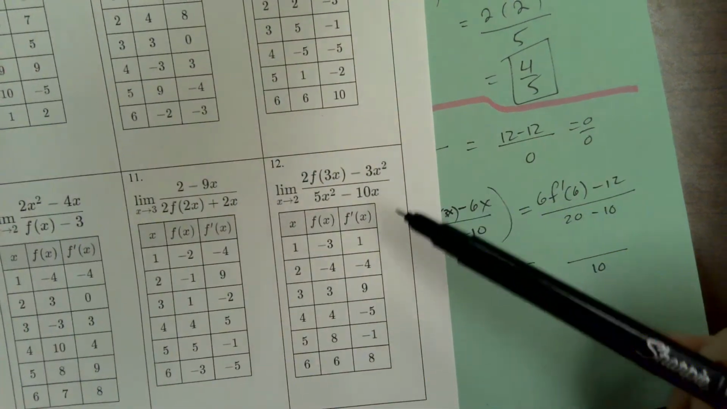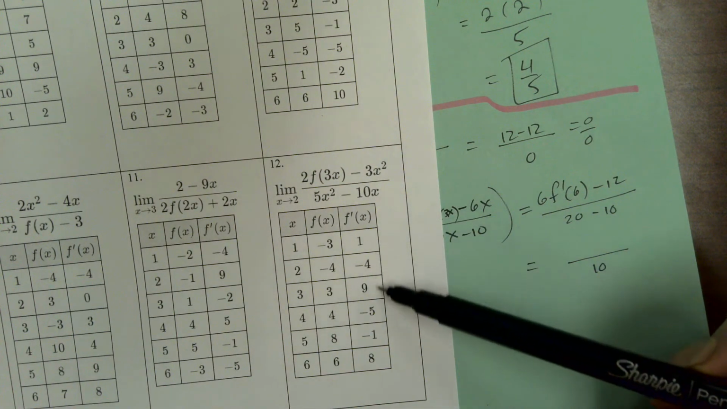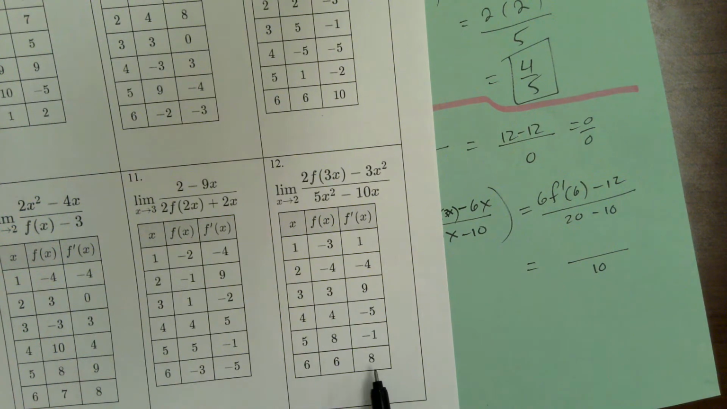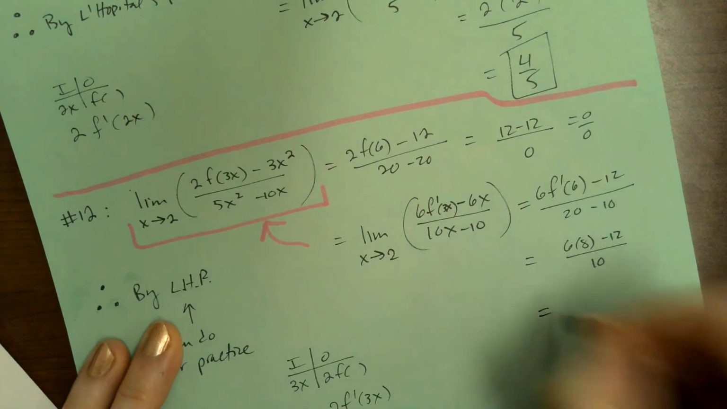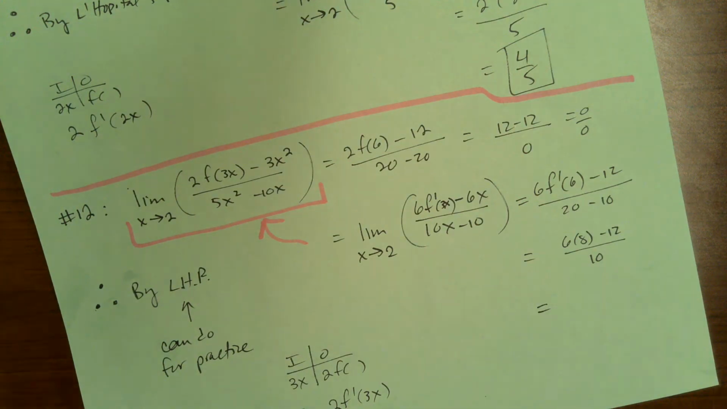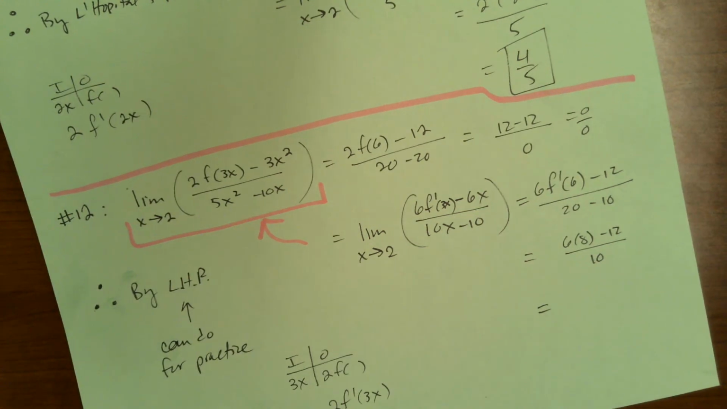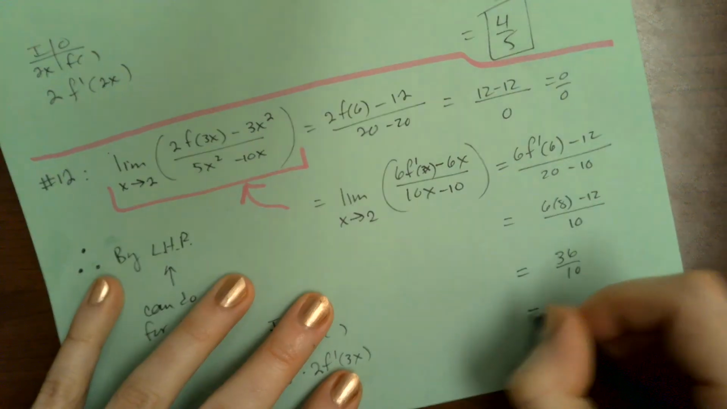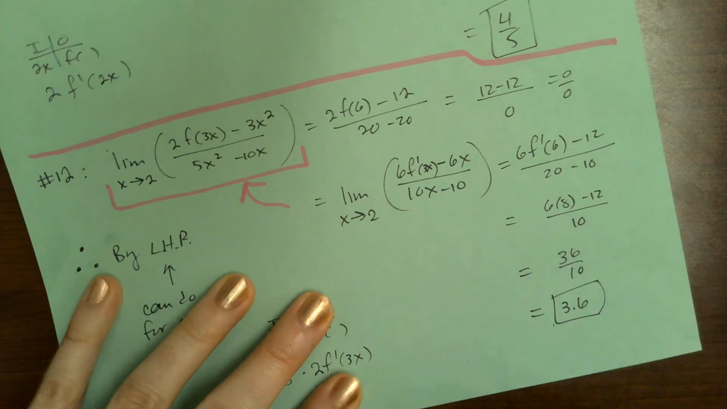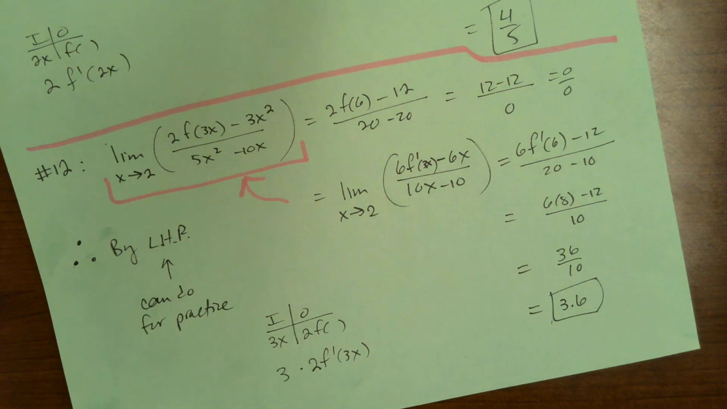The table's nice. We don't have to really do anything, we just look at it. Here's the f prime column. F prime of 6 is 8. So that's 6 times 8 minus 12. I'm just using a calculator. 6 times 8 minus 12 is 36. So 36 over 10. You could leave it, I'll just go 3.6, or you could reduce it. All right, guys, there it is.